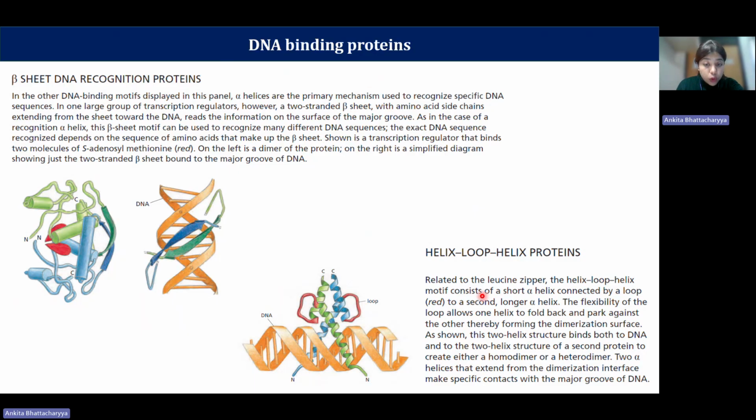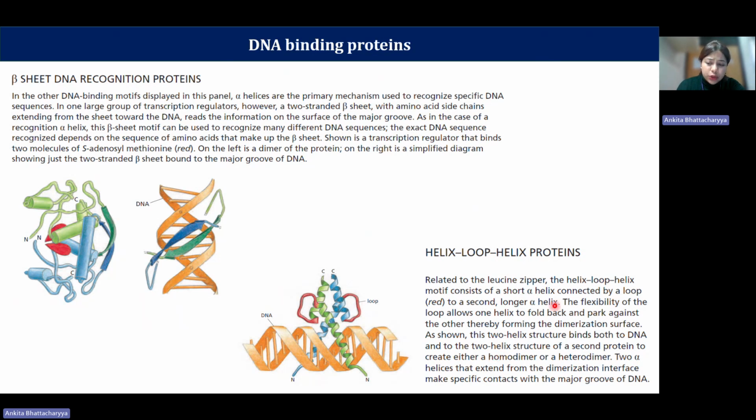Next, you have helix loop helix proteins, which are much related to the leucine zipper. The helix loop helix motif consists of a shorter alpha helix connected by a loop to a second, longer alpha helix. The flexibility of this loop allows one helix to fold back and park against the other, forming the dimerization interface. So it is similar to what we have seen for the leucine zipper, but there the dimerization interface is a lot tighter and is mediated by the amino acids which are forming that interface, versus the HLH or helix loop helix motif, where it's different.